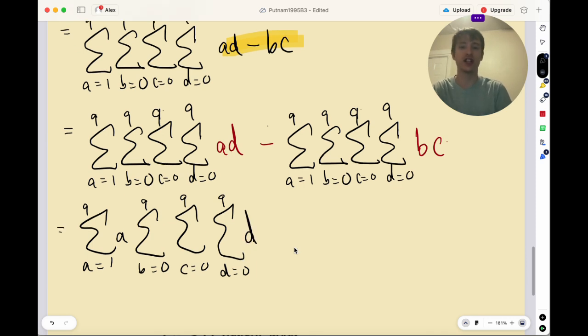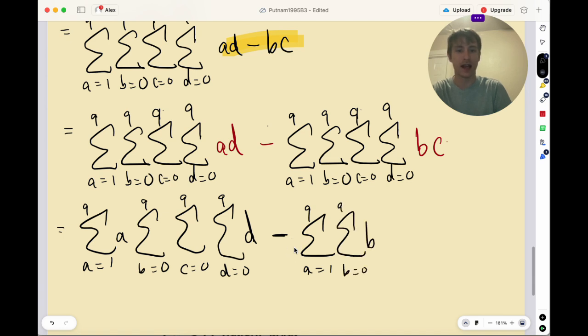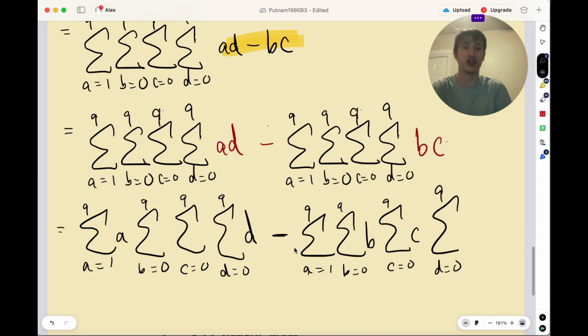Okay, and then I can really just pull the same game with this. The A is kind of left alone in our case, but then I have the sum from B equals 0 to 9 with the B, and then I can pull the C out of the first sum, and I get the sum from C equals 0 to 9 of C, and then the sum from D equals 0 to 9 of just 1, really.